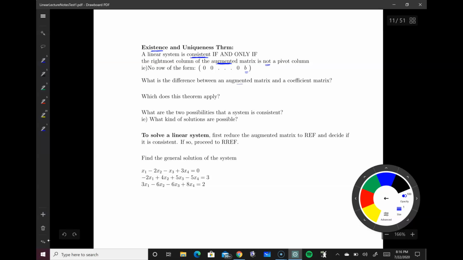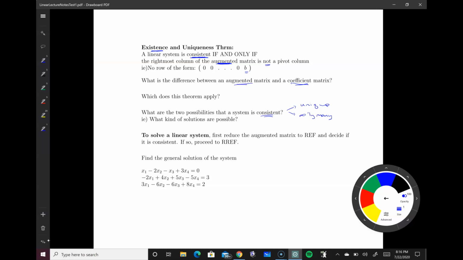So remember, an augmented matrix comes from the whole system with the equations. The coefficient matrix is just the numbers in front of the x's. Make sure you know that this applies for the augmented matrix alone. So what are the two cases for consistent? The two cases for consistent are unique solution and infinitely many solutions.